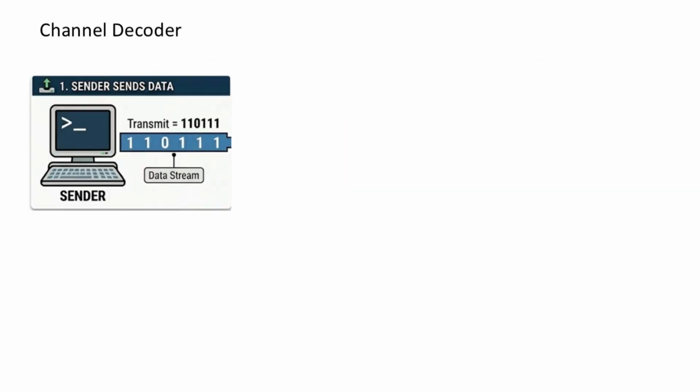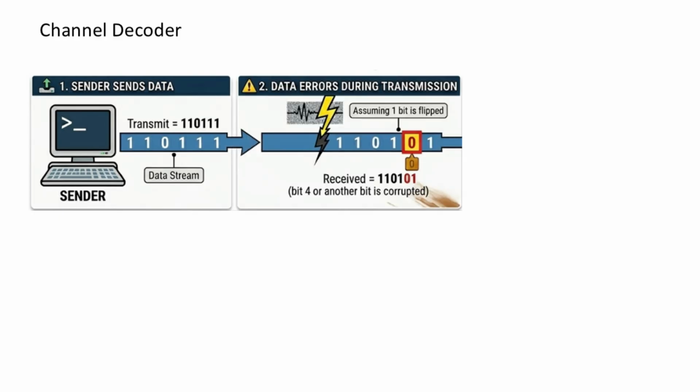Now, at the receiver side, the channel decoder receives the transmitted frame, but during transmission through the noisy channel, let's assume the 5th bit gets flipped. This means the received data is no longer exactly the same as what was sent, and the integrity of the original information is affected by noise in the channel.